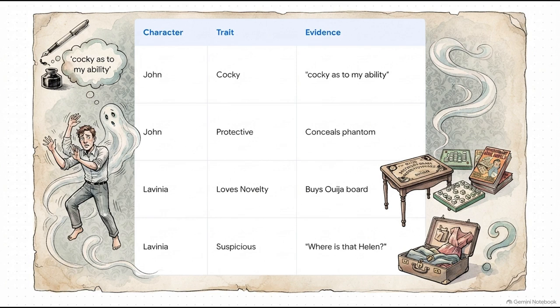On the flip side, we have Lavinia. She definitely loves novelty and thrills, which we see through her craze for fads and snagging that Ouija board on sale. But she's also deeply suspicious and jealous. She packs her suitcase with that lock that leered brassily and demands to uncover this Helen woman. This total contrast between John's internal panic and Lavinia's misguided suspicion is really the engine driving this whole story.